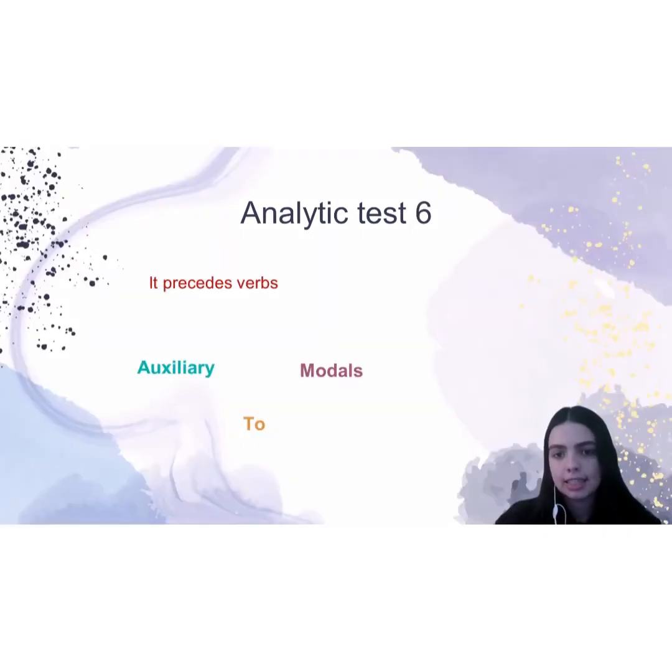Analytic test 6. A word may be a verb if it can be immediately preceded by a word that typically precedes verbs. Those words are auxiliaries, for example, have taken, modals, for example, would have, and to. This is to create a non-finite verb, for example, to buy.